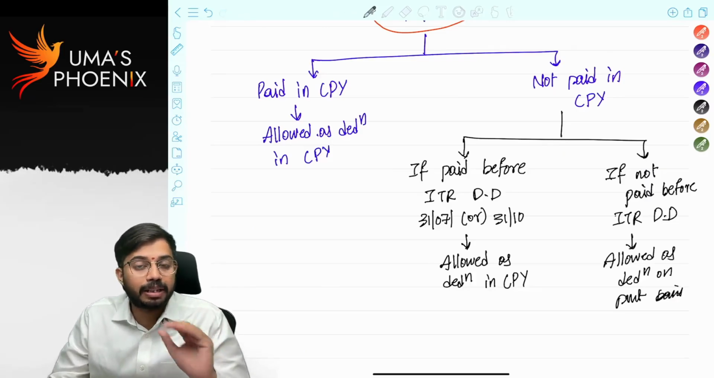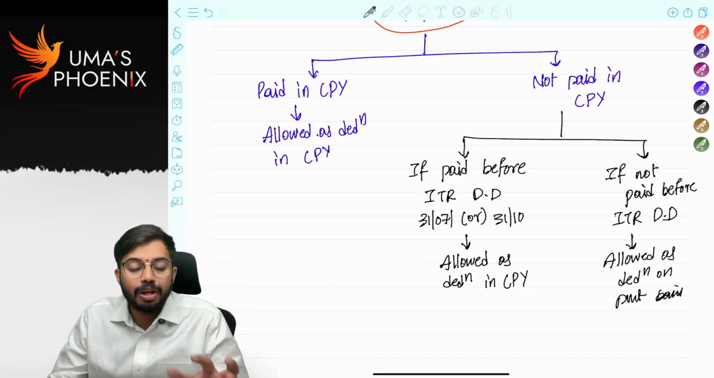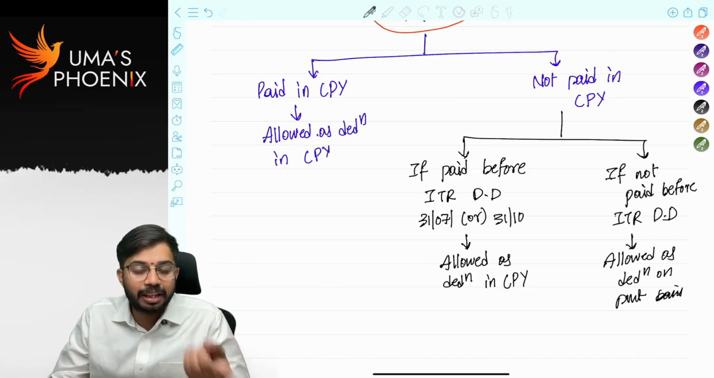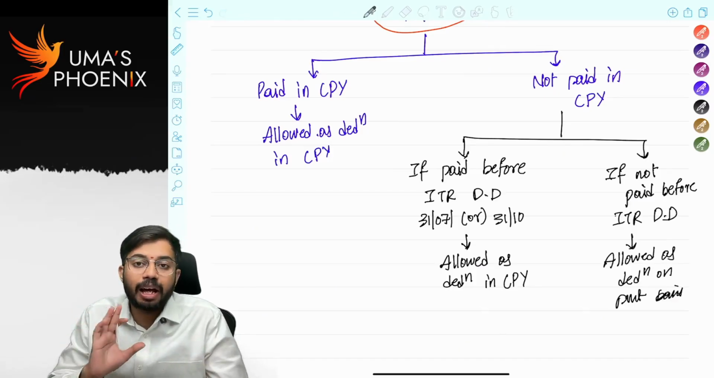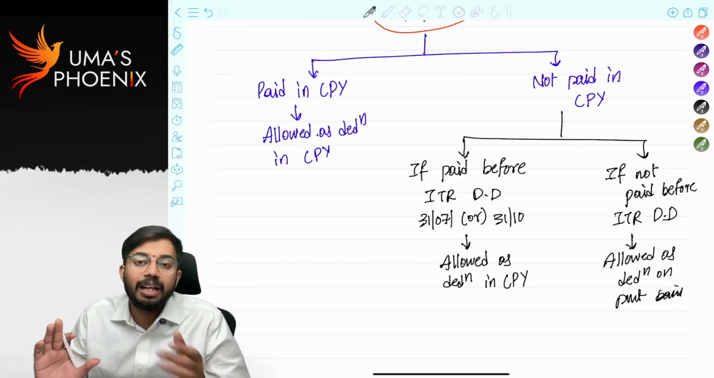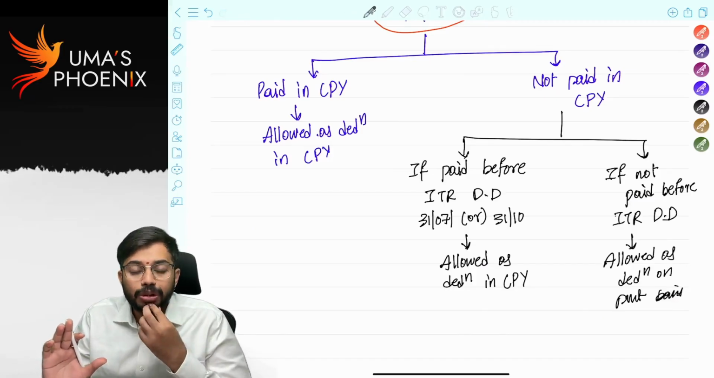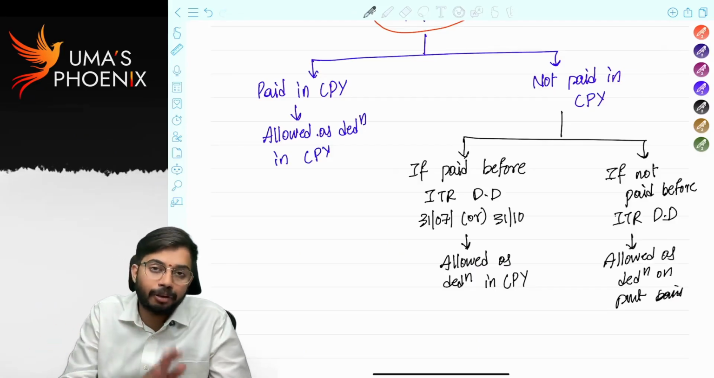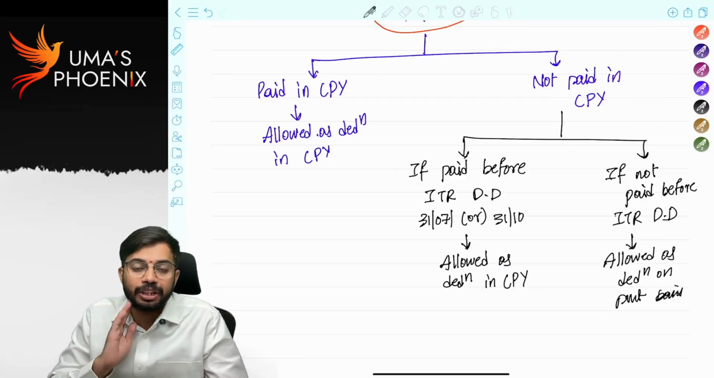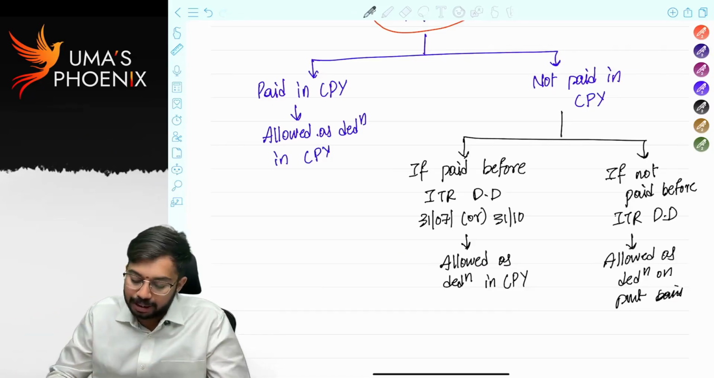Whatever the 6 payments covered under 43B are there, those 6 payments are allowed as deduction in current previous year only if they are paid in current previous year. If they are not paid in current previous year, then we have to check whether these 6 payments are paid before ITR due date or not. If paid before ITR due date, then allowed as deduction in current previous year. If they are not paid before ITR due date, then they are allowed as deduction on cash basis.